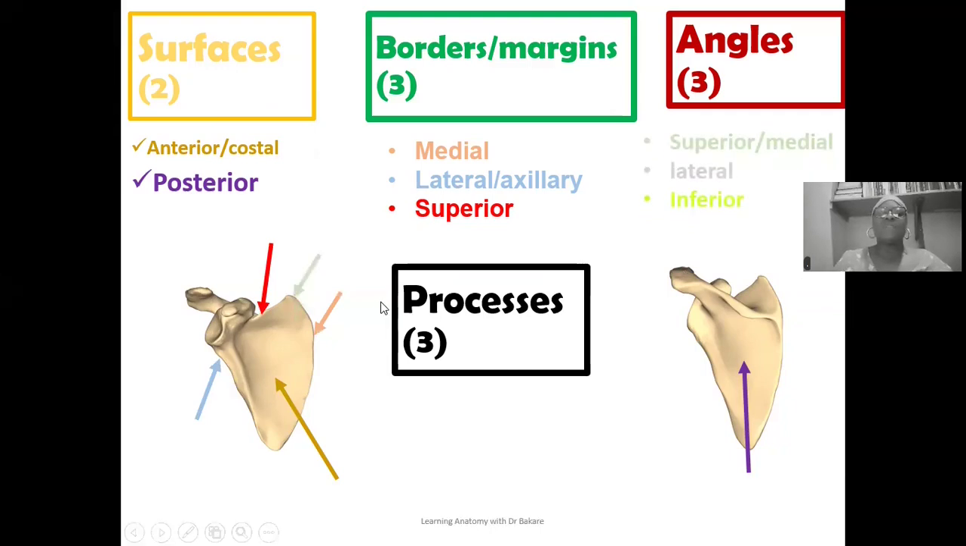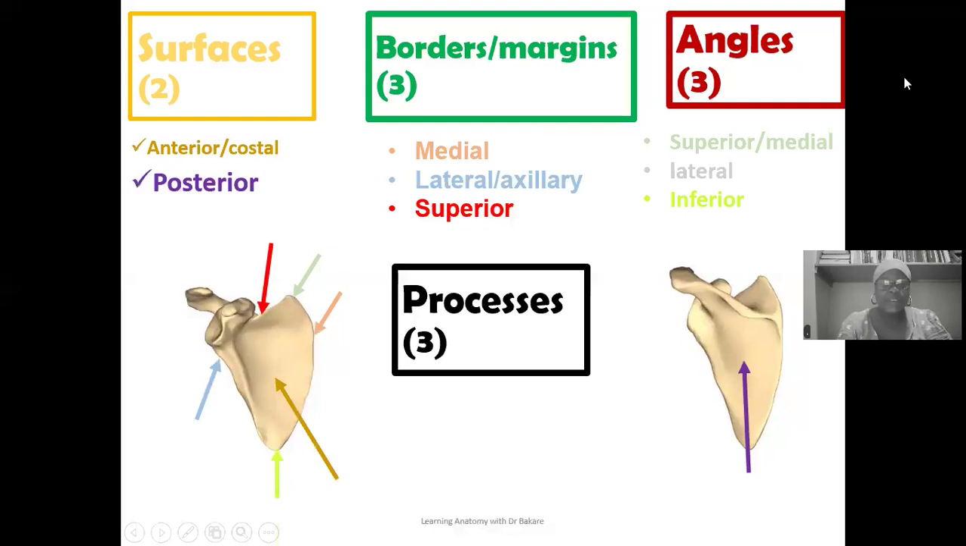This is where we have the superior angle here, arrowed at this point. And this is also referred to as the medial angle. Remember when we described the borders, we said that this is the medial border. The superior angle is related to the midline plane, and this is why it is also referred to as the medial angle. This is the inferior angle, arrowed at this inferior region, and this is where we have the lateral angle at this lateral side.